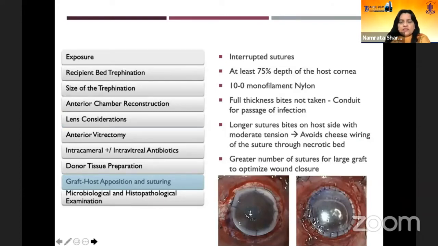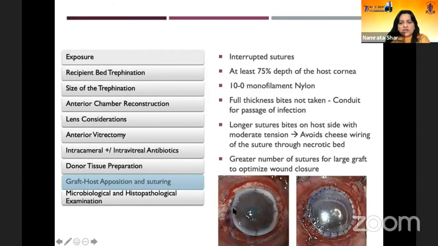The graft-host apposition and suturing is done using 10-0 monofilament nylon sutures going up to at least 75% depth. Now, avoid full-thickness sutures because that will be a conduit for the passage of infection, and longer suture bites should be taken on the host side with moderate tension, and it avoids cheese-wiring of the suture through the necrotic bed.